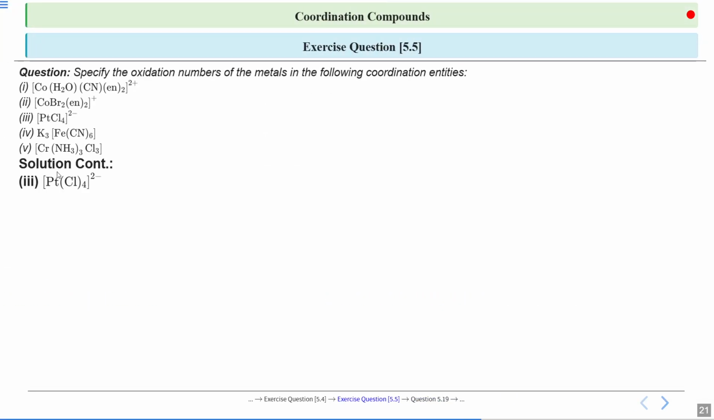For the third entity, [PtCl4]2-, platinum is, let's say, X, plus 4 times -1, since chlorine is an anionic ligand, equals the total charge, that is -2. So this -4 goes to the right hand side and X will be +2, because +4 minus 2 is +2. So the oxidation number of platinum will be +2.